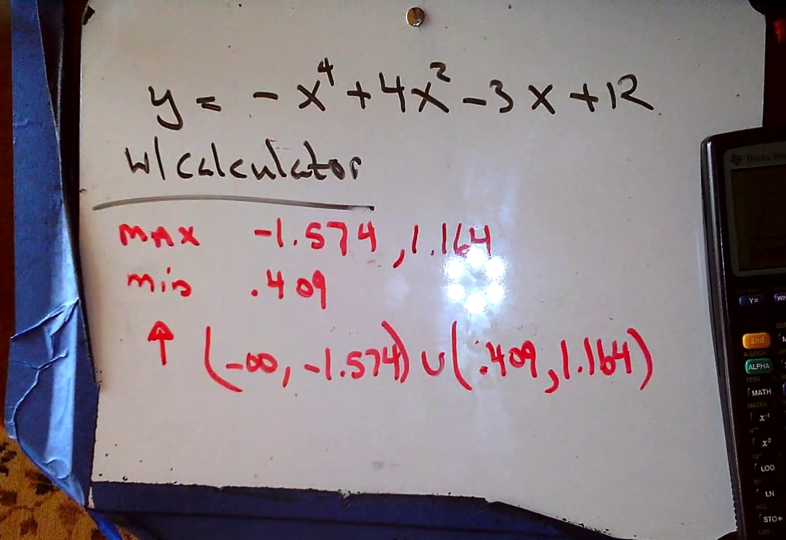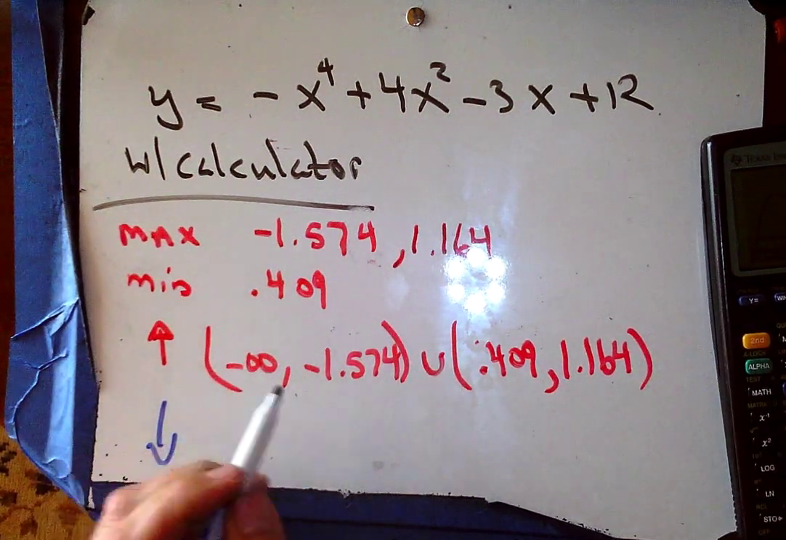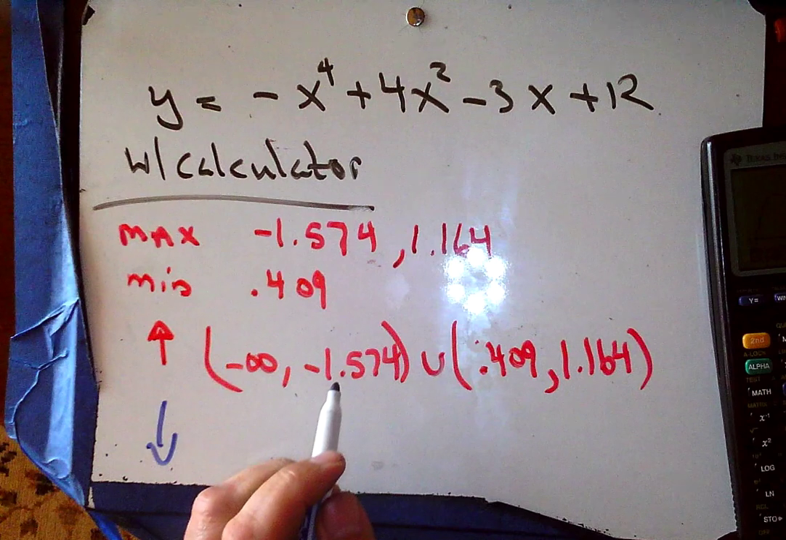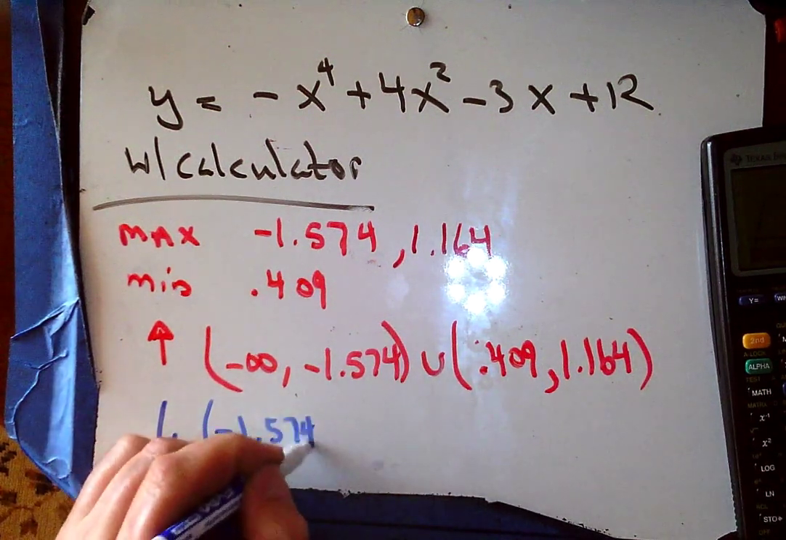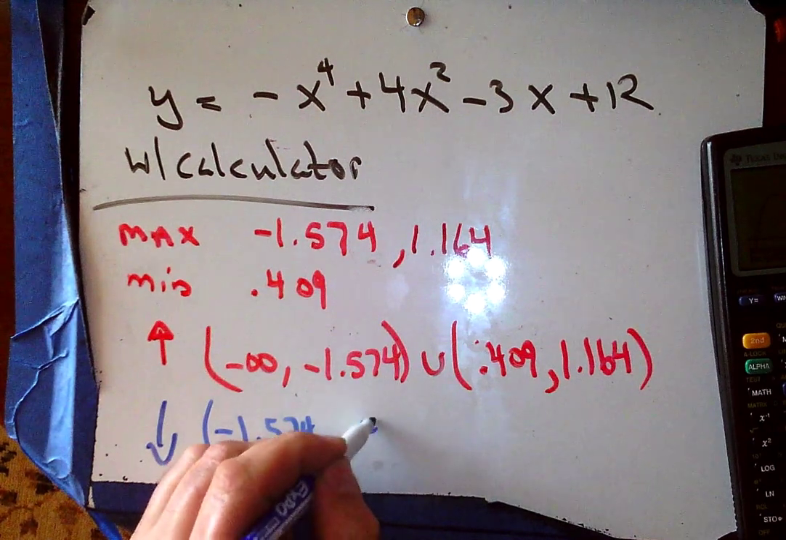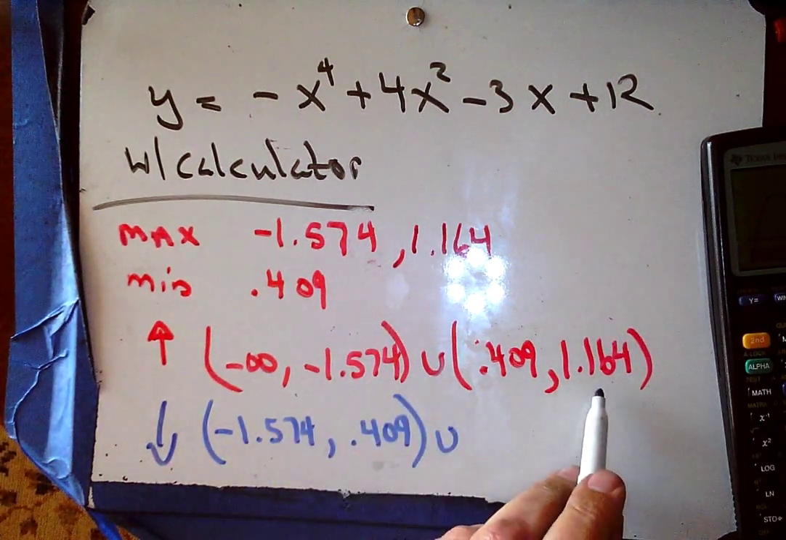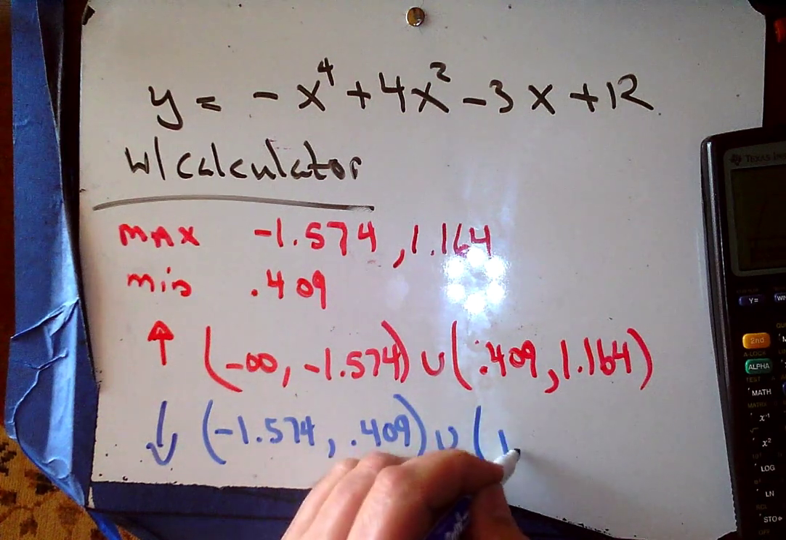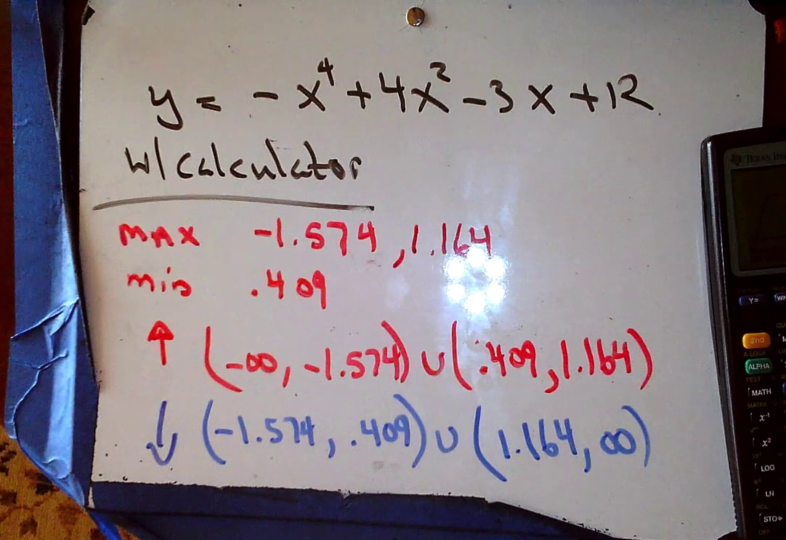What about the function decreasing? Well, this function is going to be decreasing any place it's not increasing. So I'm going to be decreasing from negative 1.574 to 0.409. And after this point, after the maximum, from 1.164 to infinity.